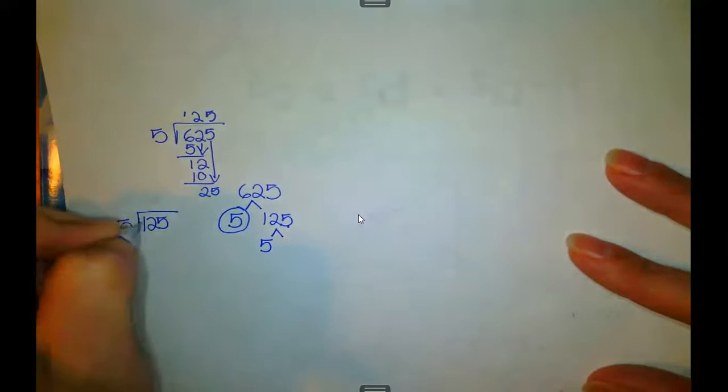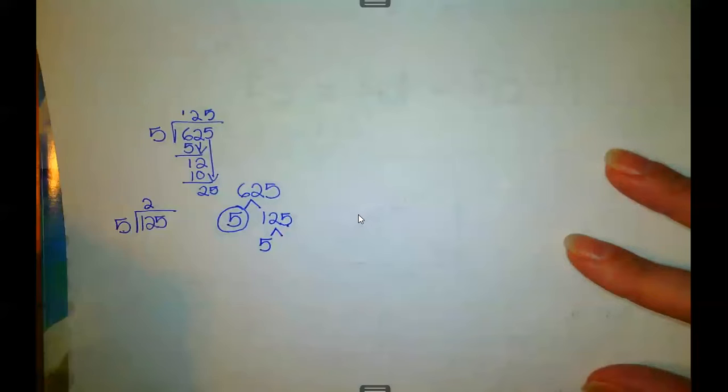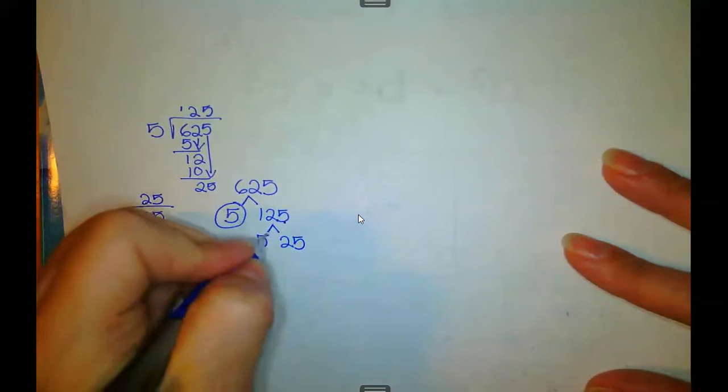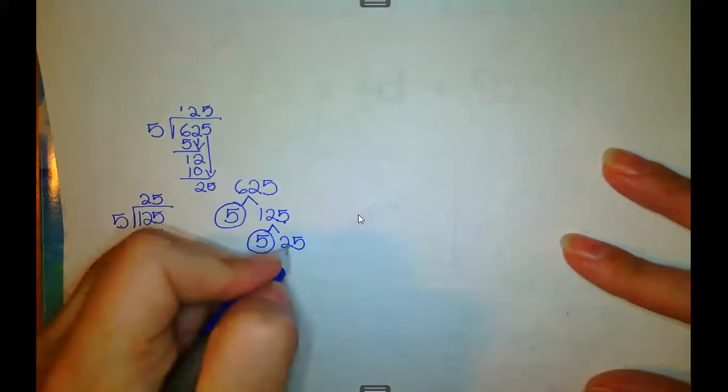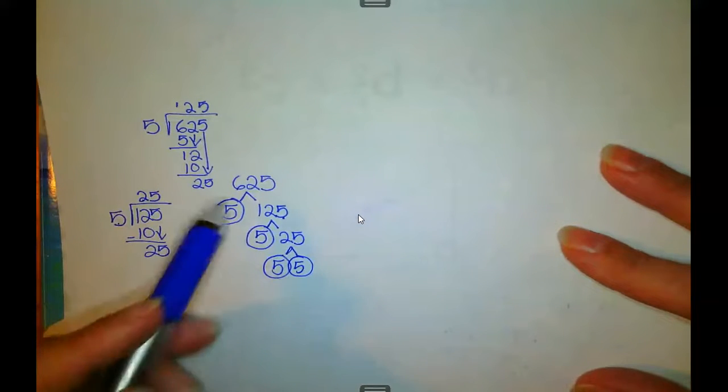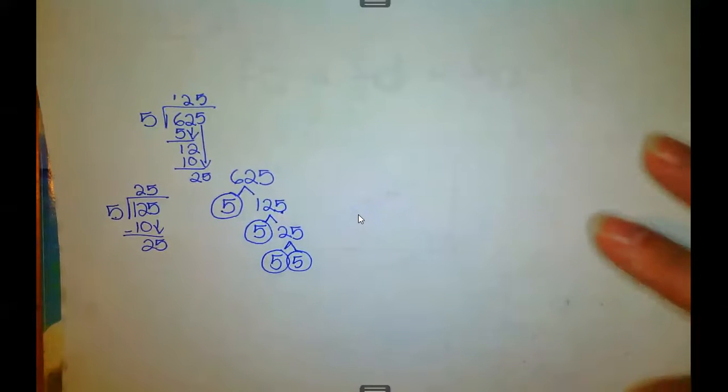Divide that by 5. This is going to be 2. That's going to be 10. 2, bring down the 5. 5, boom, 25. Whoop, that's prime. This is not. 25 is made by 5 times 5. Both of those are prime, and we have reached our prime factorization for the number 625.